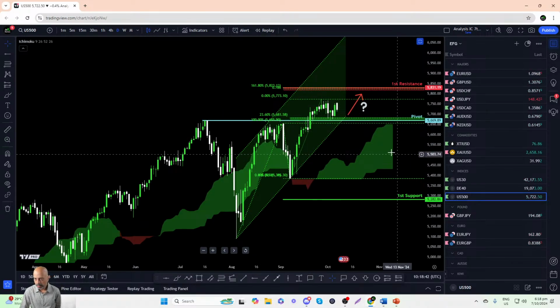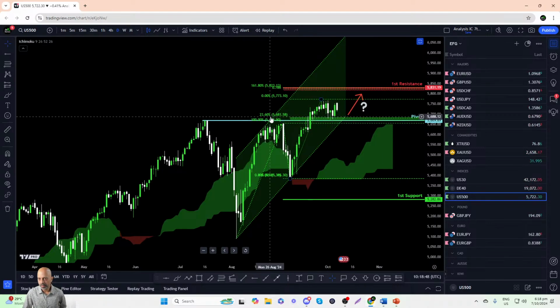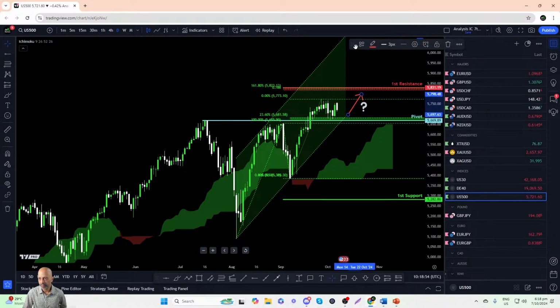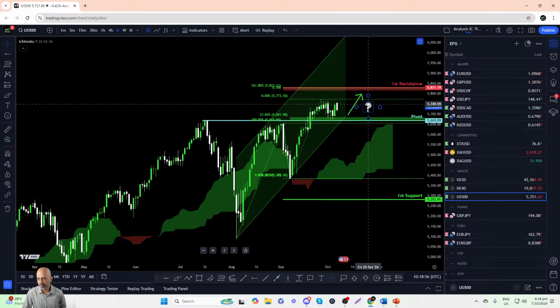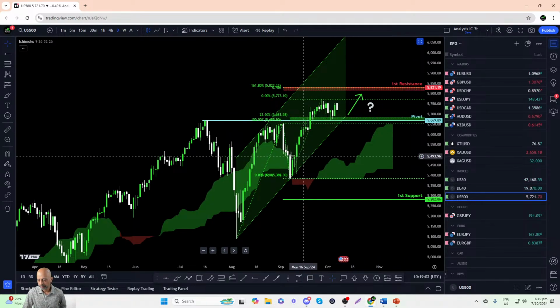Right, so once again, we have a pullback support level, which is the pivot at 5,669. We have the Fibonacci retracement at 23.6%, and we have the lower bound of the bullish channel, all highlighting a significant support area. So we could see US 500 stabilize around this level or around this zone once more before staging a nice rebound.